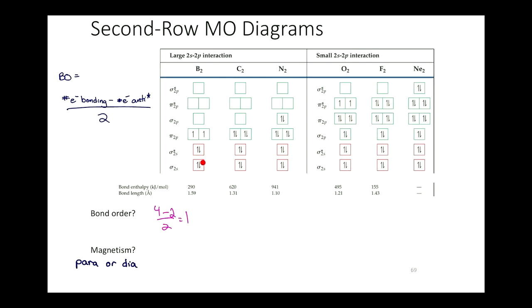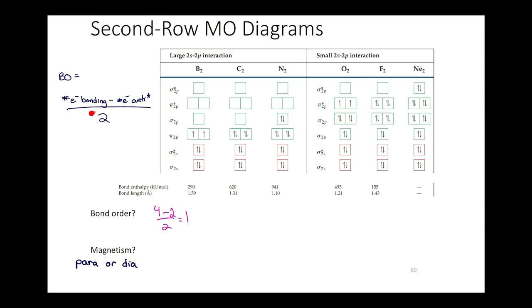Also a little trick here, because the sigma and sigma star are completely filled, it's 2 minus 2, so you can actually just ignore the bottom 2, and just look at what we call the frontier orbitals, the highest energy orbitals. So you can also do the calculation 2 over 2 equals 1. So that's the bond order for diatomic boron. What about diatomic carbon? What's the bond order?